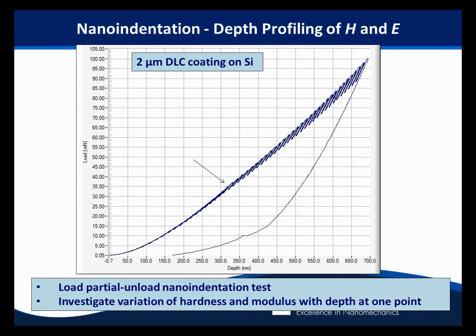Okay, so to move on to an application example here. This is a typical application example. In this case, our customer has a 2 micron thick amorphous carbon or diamond-like carbon coating that they've deposited on the silicon wafer, and they want to know the hardness and the stiffness of this coating for a tribological application.